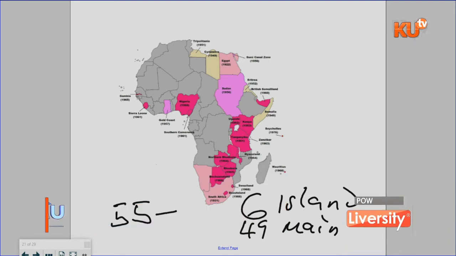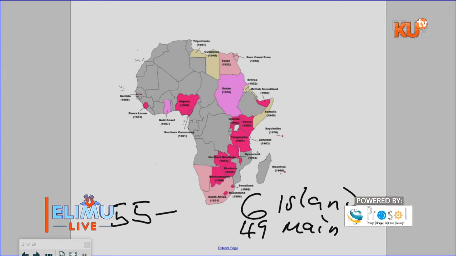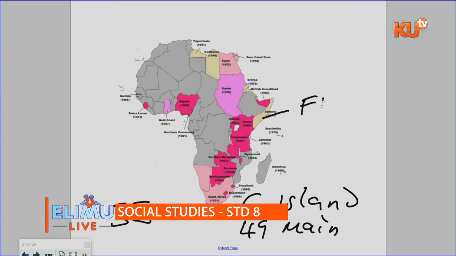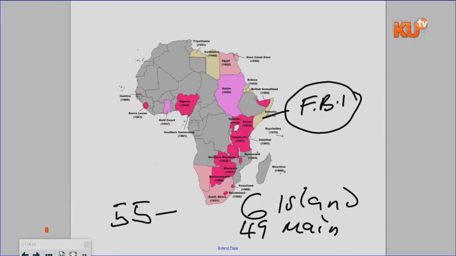So you can say the Portuguese islands are on the west and the French islands are on the east. There are four on the east and two on the west. Those are the things to take note of. Then I said earlier that Somalia was colonized by three European powers, that is FBI: France, British, and Italy. Write the word FBI and you will understand better. The one that occupied the largest portion is Italy.